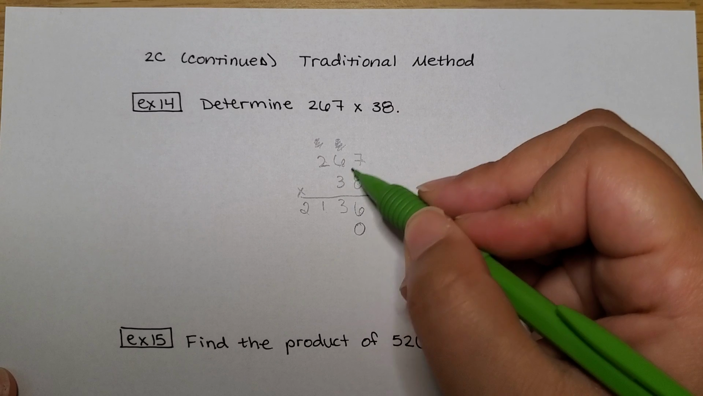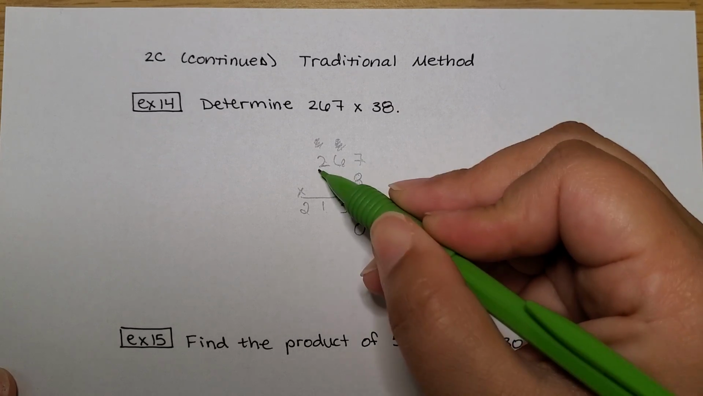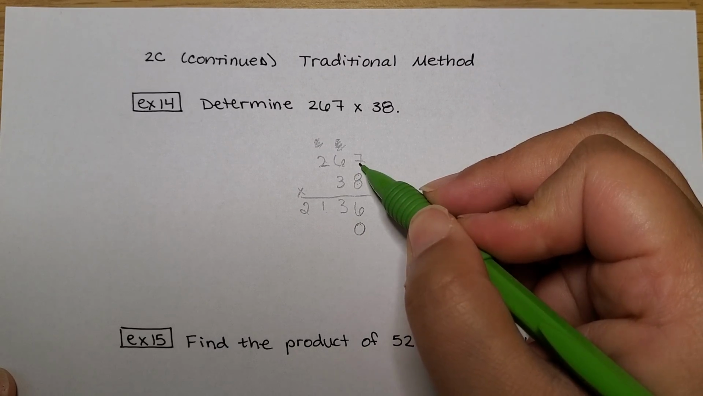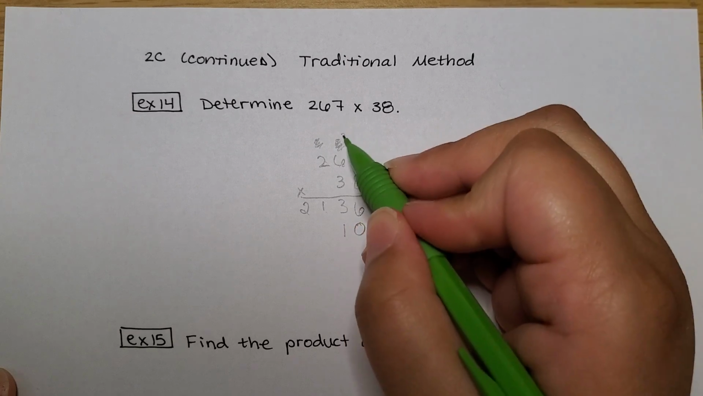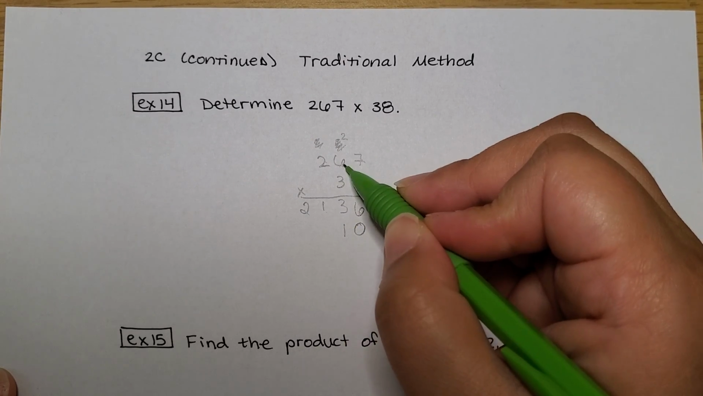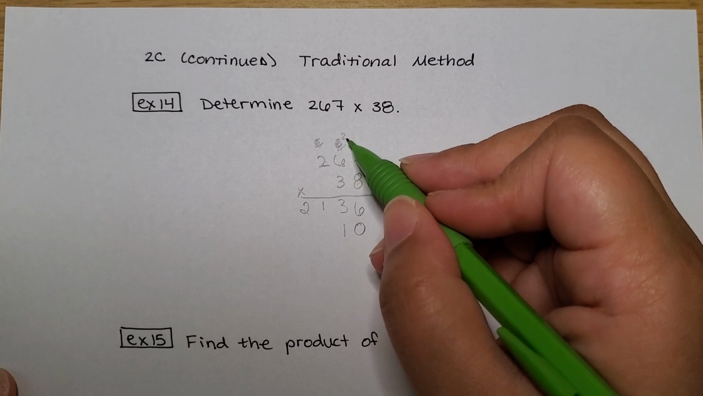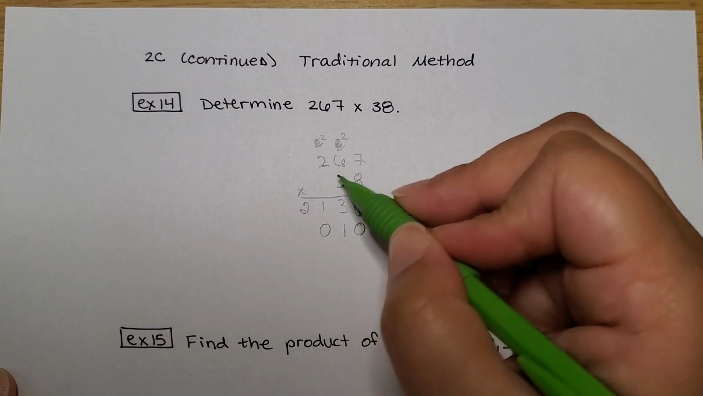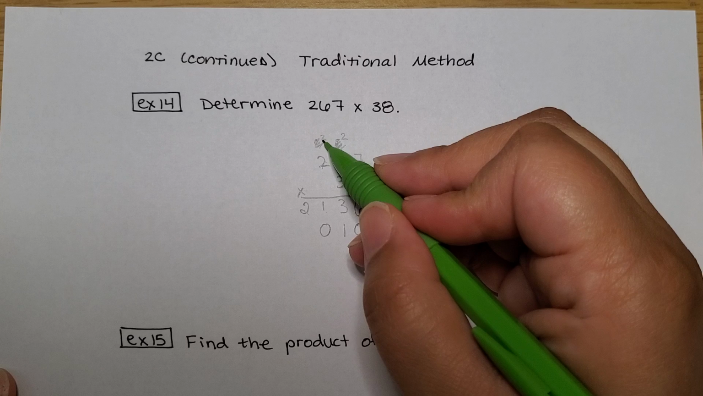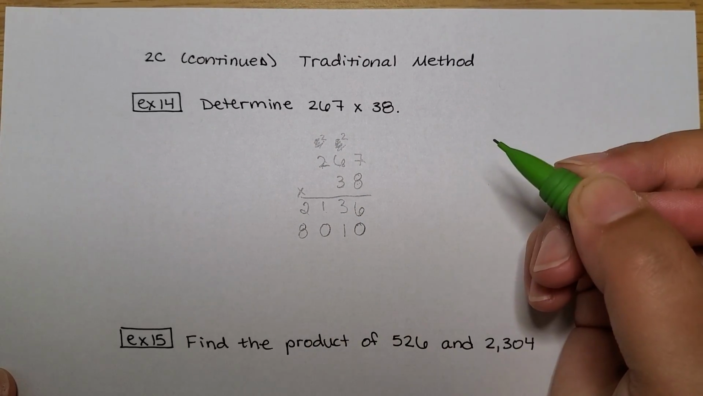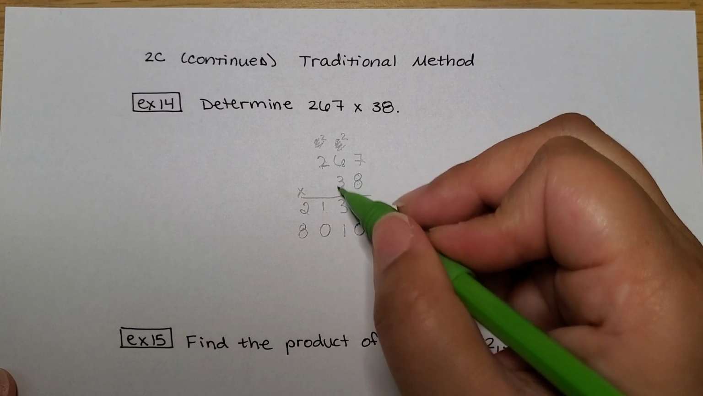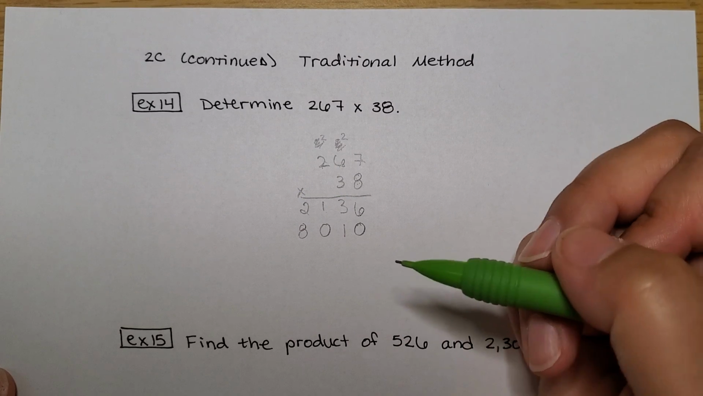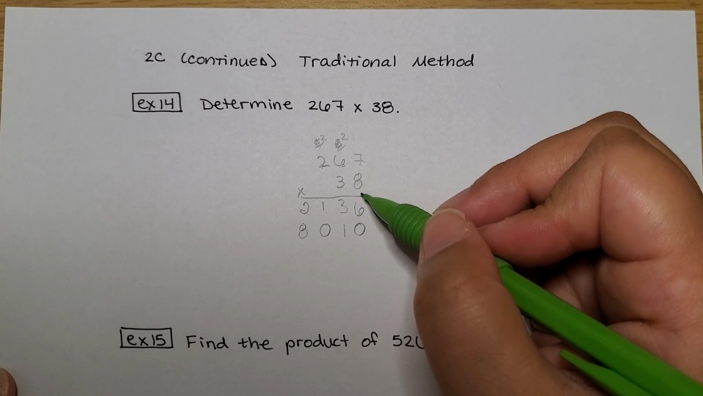Okay, so I'm going to do 3 times 7, 3 times 6, and 3 times 2 in the same manner as we did before. So 3 times 7 is 21. So I'm going to write down my 1, carry the 2. 3 times 6 is 18, plus 2 is 20. So I put the 0, carry the 2. 3 times 2 is 6, plus 2 is 8. So I multiplied 3 by everything up top. And if I had more digits, I would keep going to the left doing that. But that's it. We multiplied by both of the digits in 38.